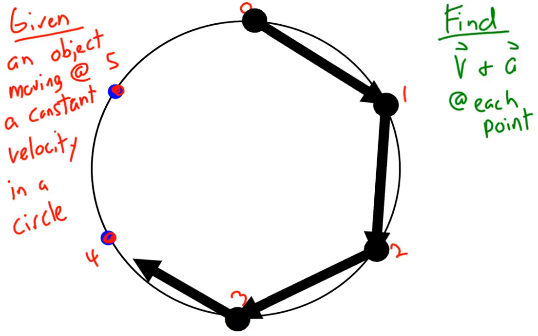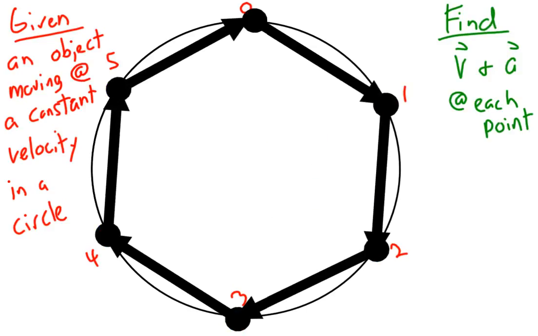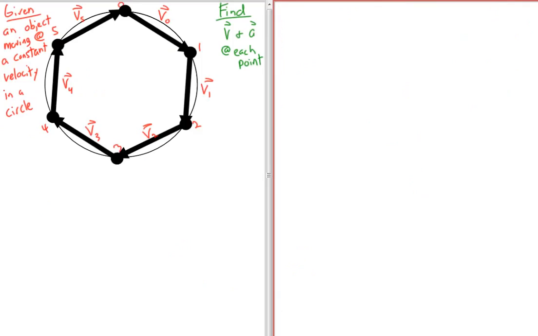So we'll go ahead and draw some really large velocity vectors there. Well, it's almost covering everything up. But anyway, there's the first velocity vector from point 0 to 1. V1 here, V2, V3, V4, and V5.